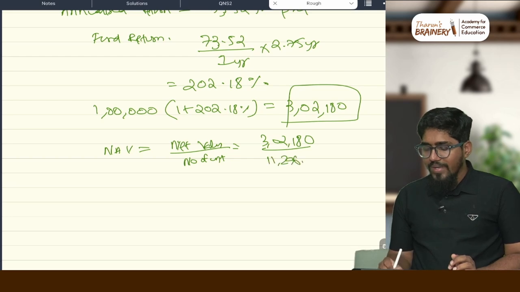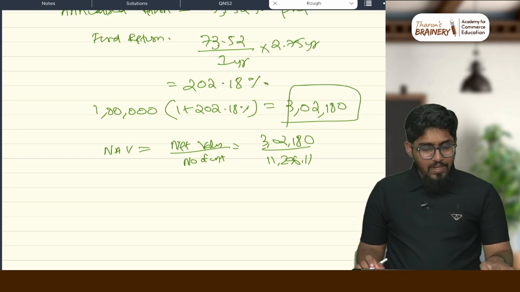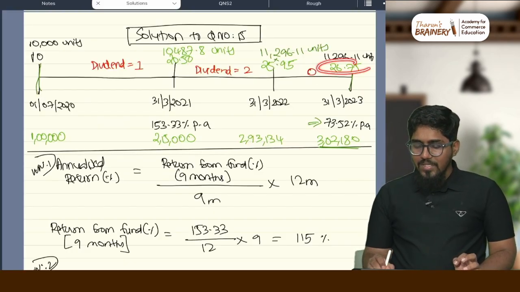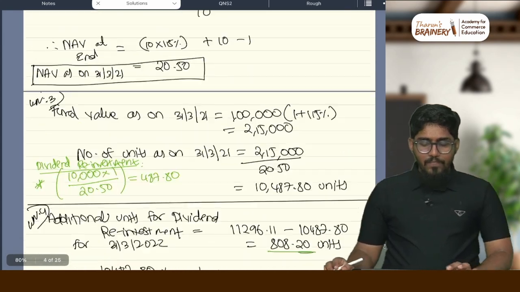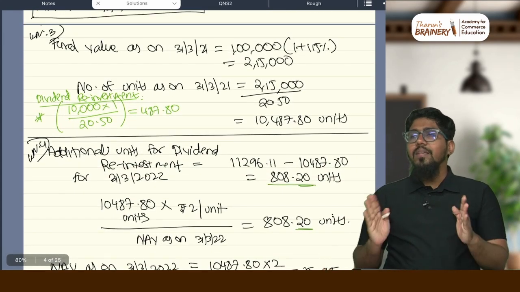11,296.11. So if you do 3,02,180 divided by 11,296.11, you will get 26.75, and that is what is the answer, 26.75. So a very easy problem, but the only thing is that thinking is required.